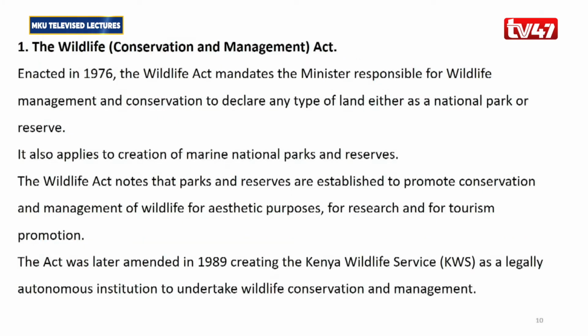So which are the examples of very important legislative work? One, we have the Wildlife Conservation and Management Act, which was enacted in 1976. One, it was established to give guidelines to the minister responsible for wildlife so that he could clearly come up with areas that need to be gazetted as national parks or reserves, or in short, protected areas for the conservation of wildlife management.